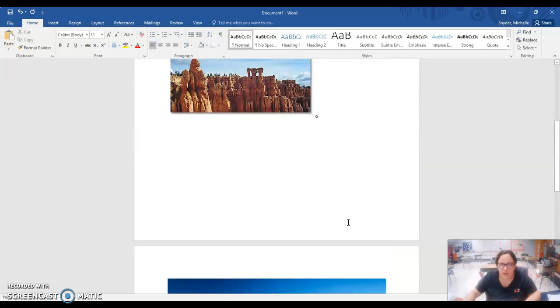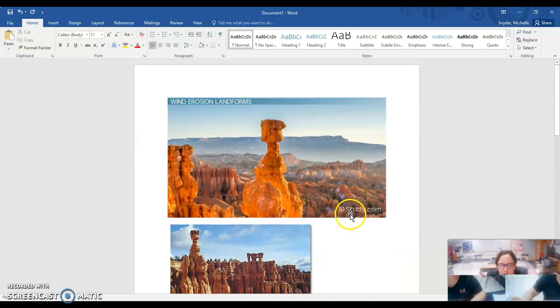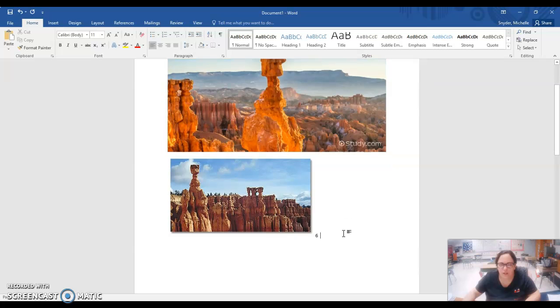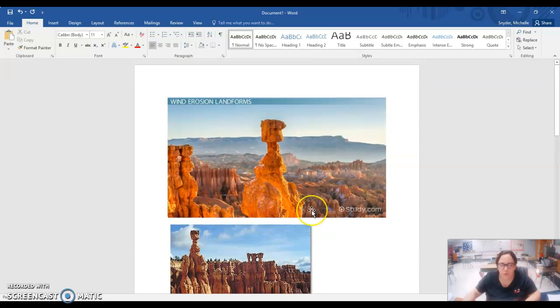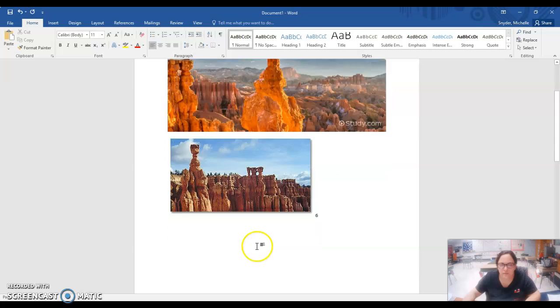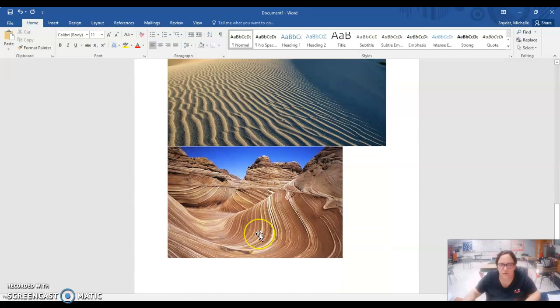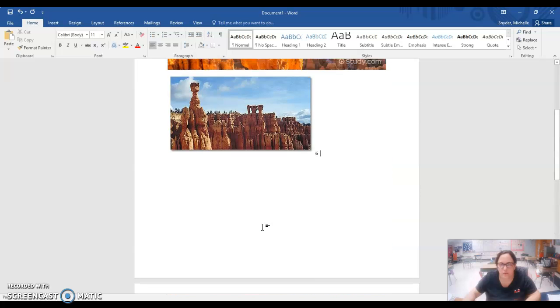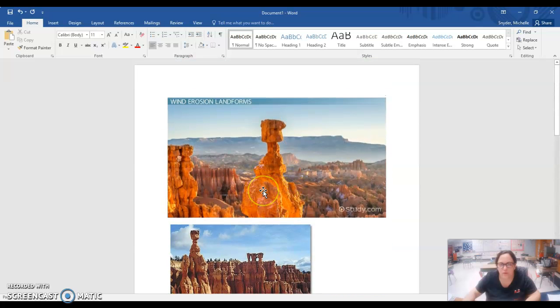So that is your question I want you to answer as your assignment. How could wind possibly create these formations? I want you to explain to me how you think the wind created these different formations. So take a close look and think about how the wind caused these formations to appear.